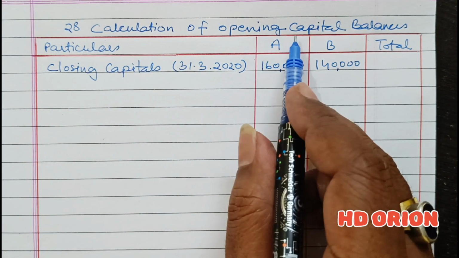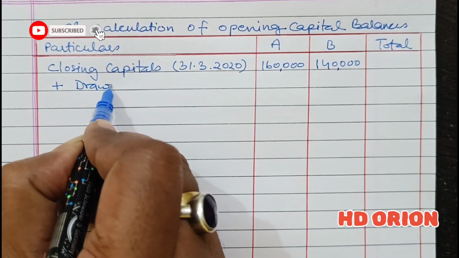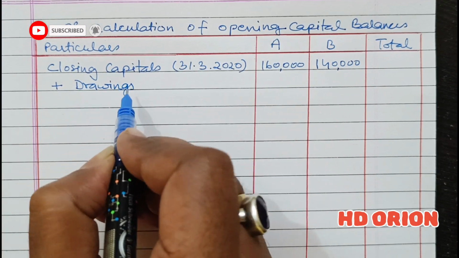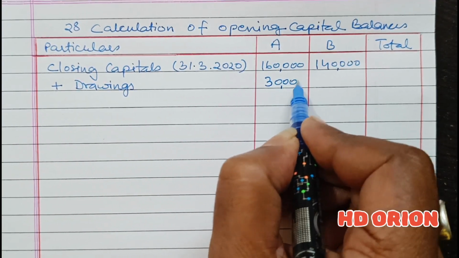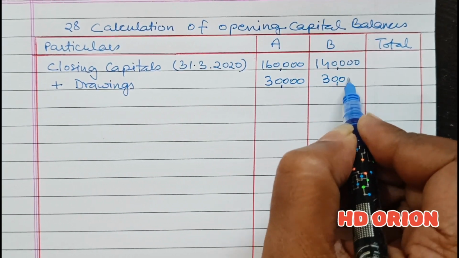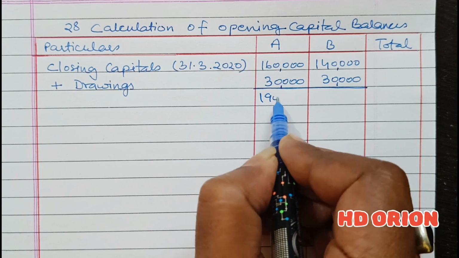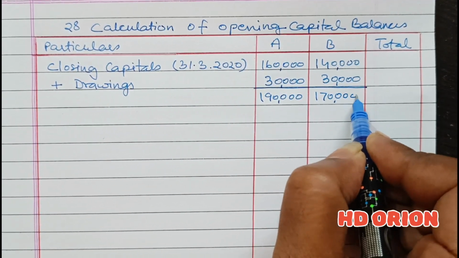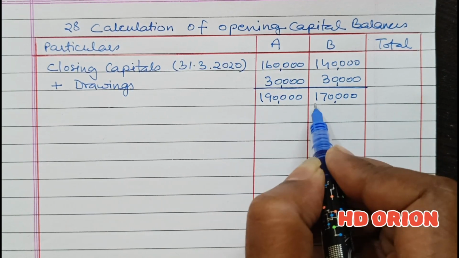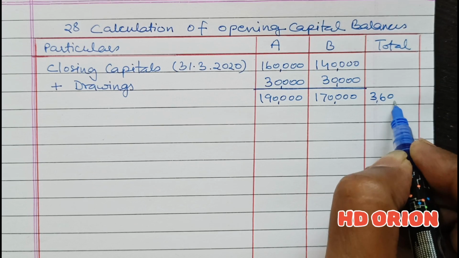So in order to calculate opening capital balances, we have to add back drawings. Drawings as stated in the question is rupees 30,000 each. So 30,000, 30,000. Now when you add this, you get rupees 1,90,000 and rupees 1,70,000. Fine. Let me add this. When you add this, it is rupees 3,60,000.